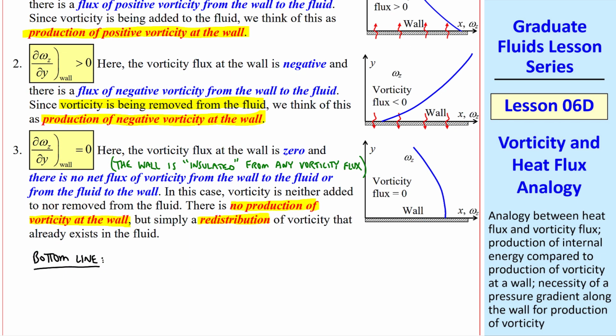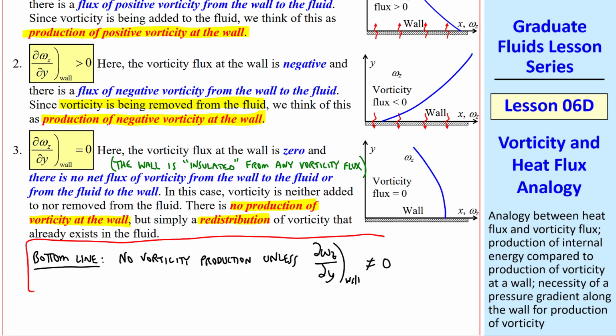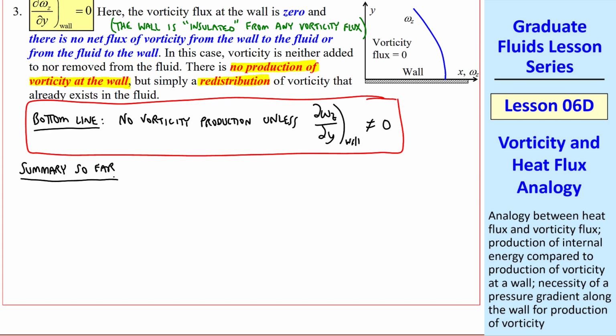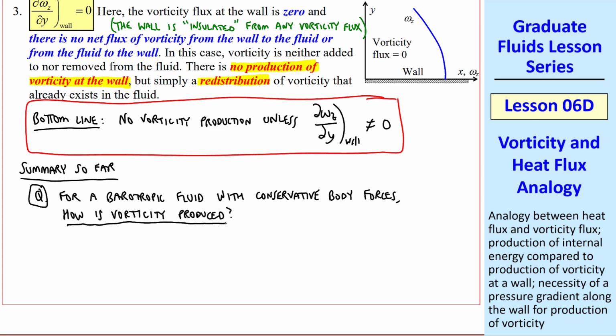The bottom line here is that there's no vorticity production unless ∂ω/∂y at the wall is not zero. This is analogous to our heat flux case, where we had no heat flux unless ∂T/∂y at the wall was not zero. So in summary so far, our question from the previous lesson was for a barotropic fluid with conservative body forces, how is vorticity produced?